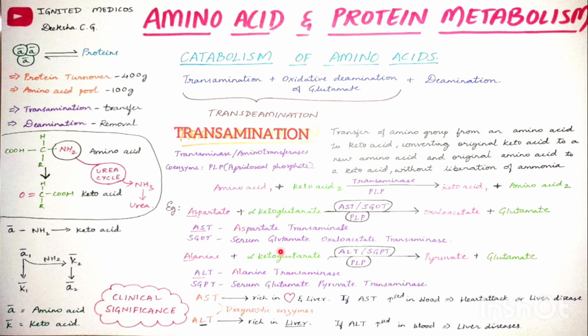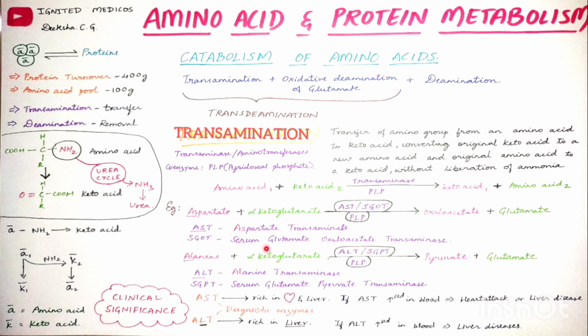Usually in every reaction of transamination, alpha ketoglutarate is involved. What it does is, it accepts the amino group from the amino acid, that is aspartate, and it itself converts into glutamate. And with this process, aspartate is converted into oxaloacetate. This enzyme is aspartate transaminase, as there is transamination of the aspartate amino acid. So these two are the products, that is glutamate and oxaloacetate.